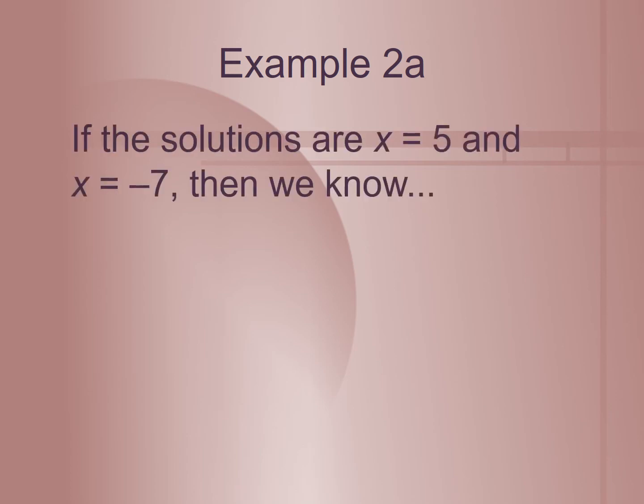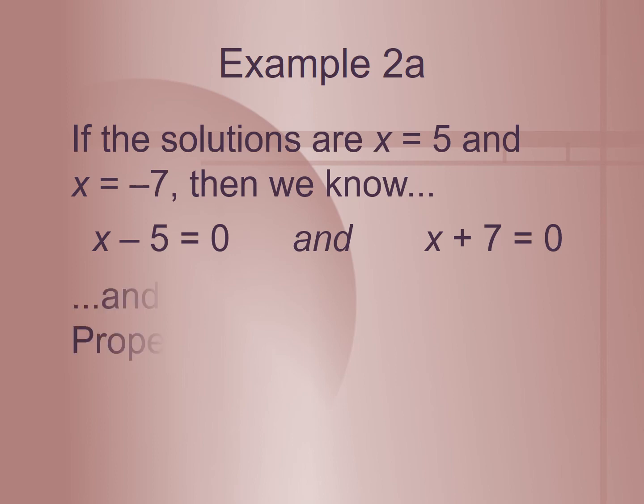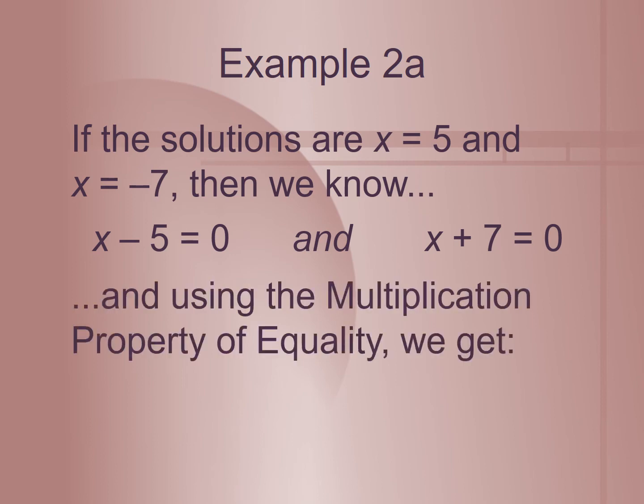So, if we know our solutions are x equals 5 and x equals negative 7, then that must have meant that x minus 5 was 0 and x plus 7 equals 0. And so, since we know that x minus 5 equals 0 and x plus 7 equals 0, those are our two factors. Our two factors are x minus 5 and x plus 7.